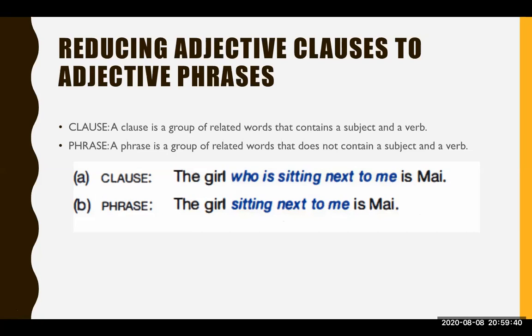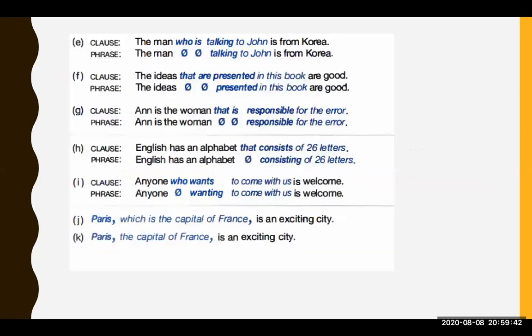If there is a verb to be, you just delete the verb to be. This is from your book again. The man who is talking to John is from Korea, complex sentence. The man talking to John is from Korea, simple sentence. The ideas that are presented in the book are good. The ideas presented in this book are good. Notice, delete the subject. If there is a verb to be, delete the verb to be. Don't do anything else.